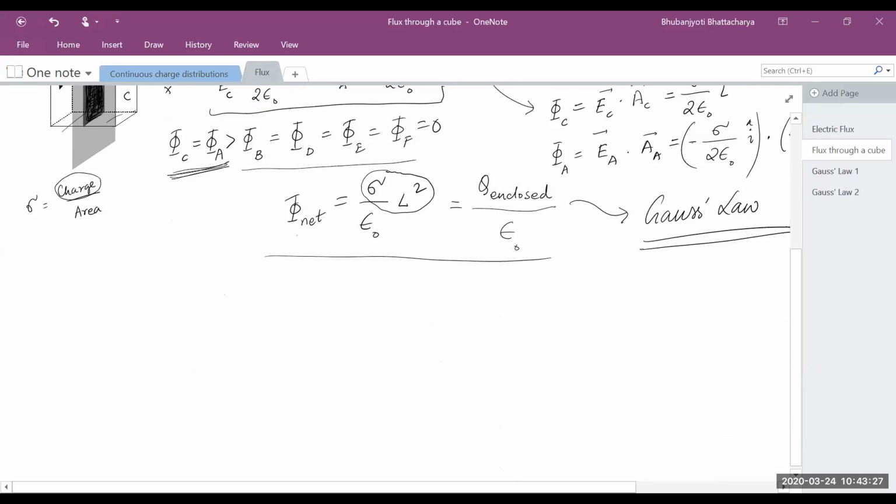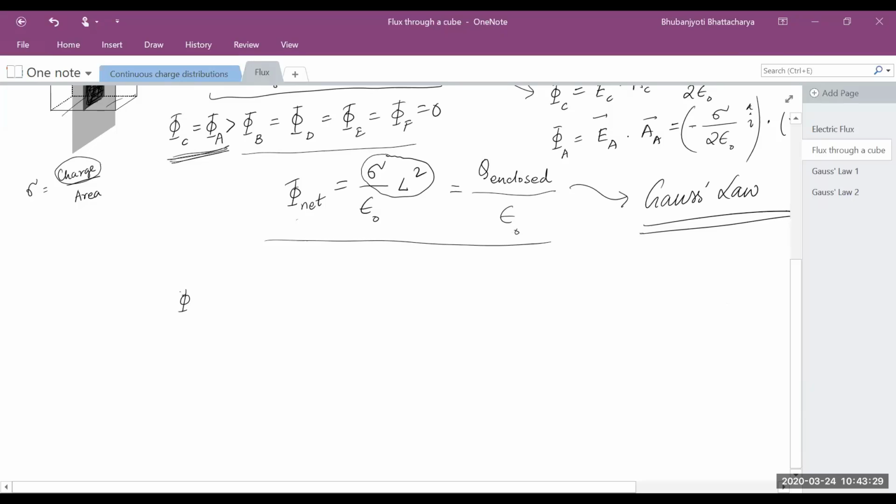So this is an important formula. This formula, phi net is equal to Q enclosed divided by epsilon naught, is an important formula. It's referred to as Gauss's law.